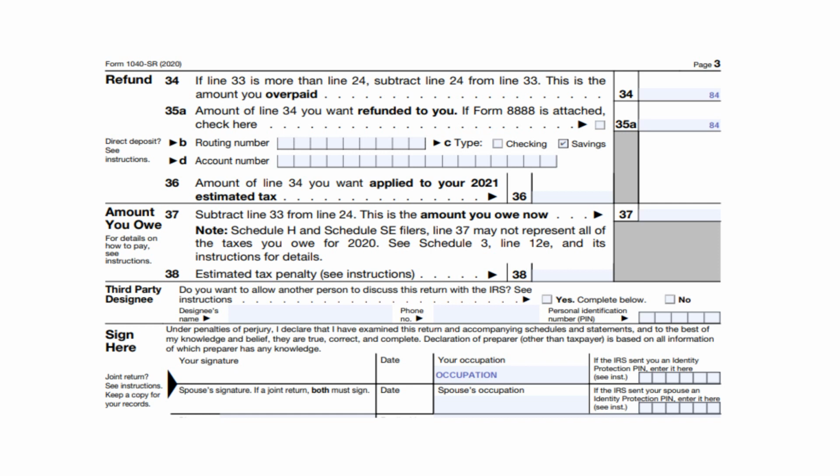Note that there's a box to the left of line 35A referring to Form 8888. You would only check this box if you want your refund deposited into more than one bank account, so usually this would be left blank. Remember to sign, date, and put your occupation at the bottom of the form.